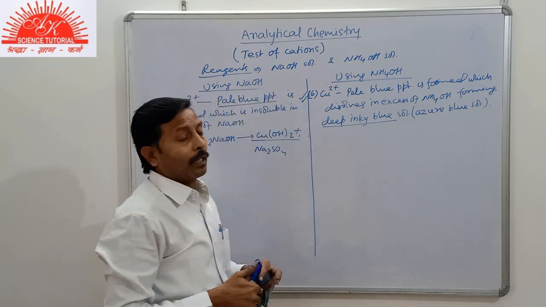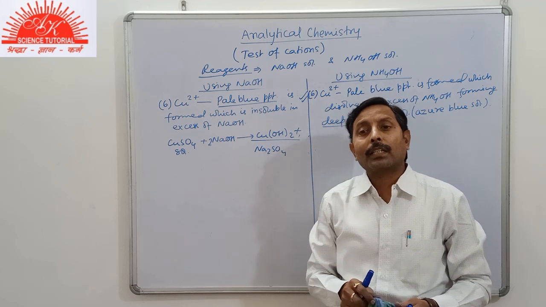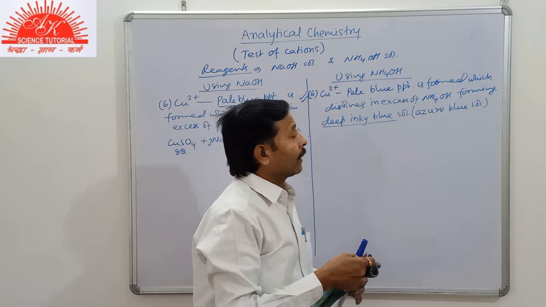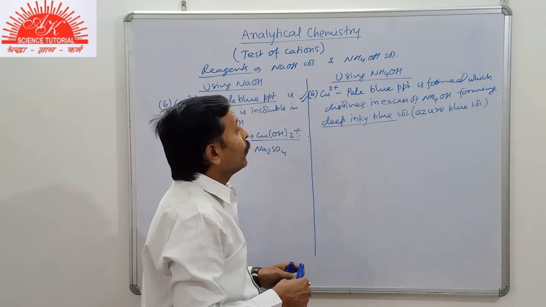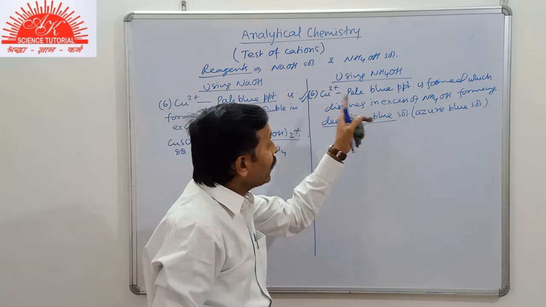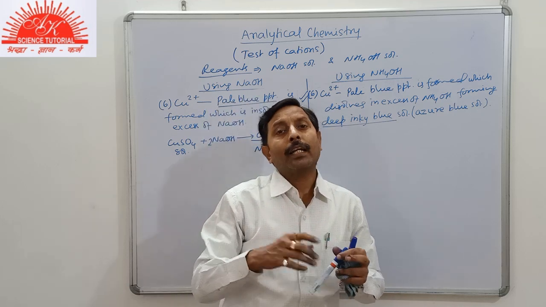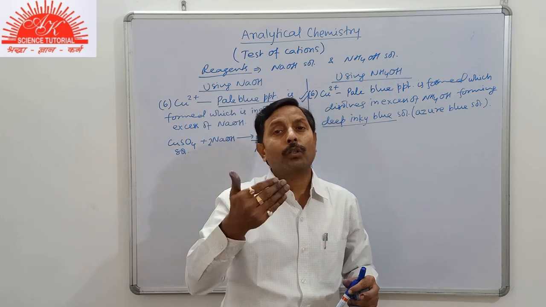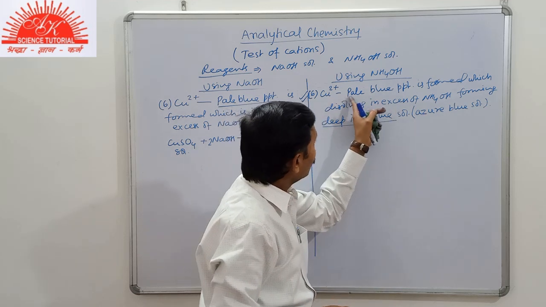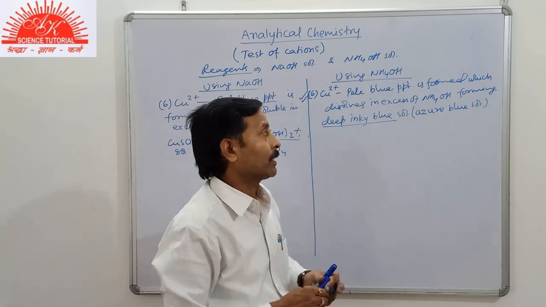This is the characteristic, that is when excess of ammonia is passed through or excess of ammonium hydroxide is added to the salt solution of copper, then a pale blue precipitate is formed which dissolves in excess of NH4OH, forming a deep inky blue solution. Even if in the question it is directly asked, what do you observe when excess of ammonium hydroxide is added? Then you will not write directly this line, but go through this, because first a reaction will take place in little, then it will dissolve in excess.